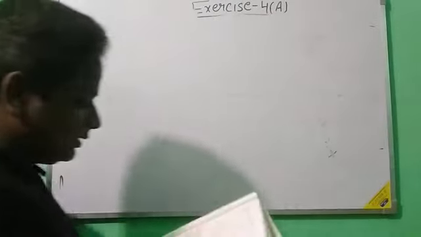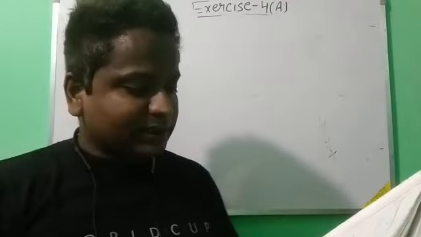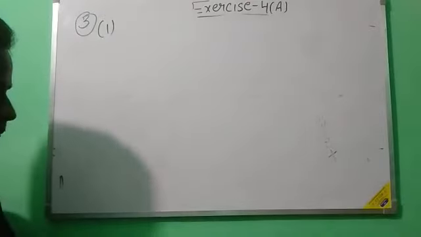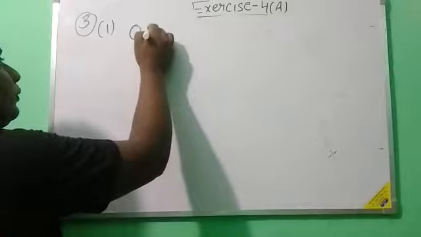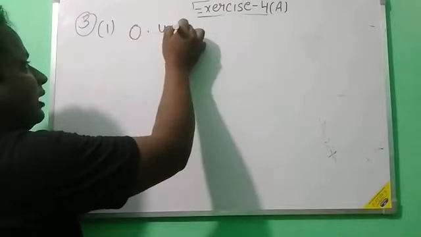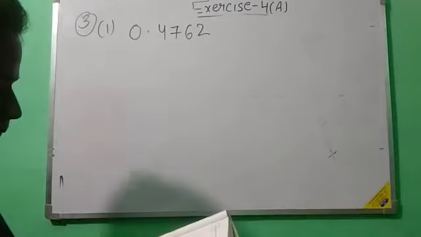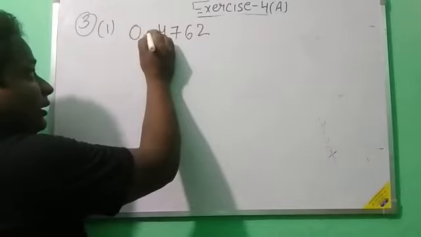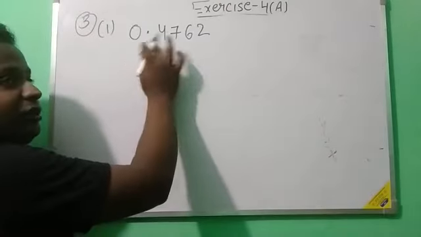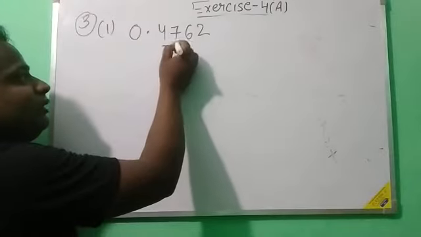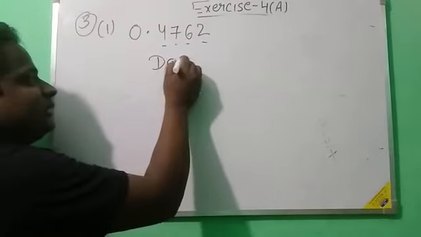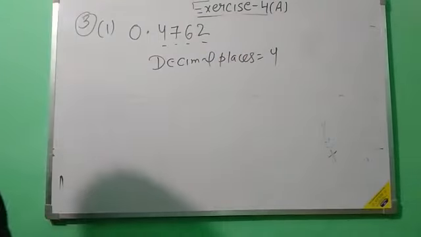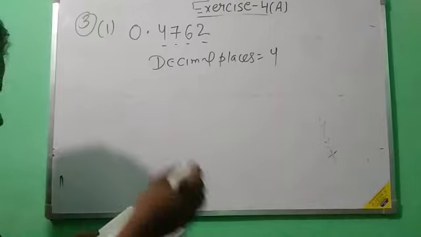Your question number 3 says, write the number of decimal places in these numbers. You need to tell only the number of decimal places. My first question is 0.4762. You need to tell the number of decimal places. So I have already told you that you need to count the number of digits after the decimal. So I have 1, 2, 3 and 4 digits. So decimal places are 4 in this number.